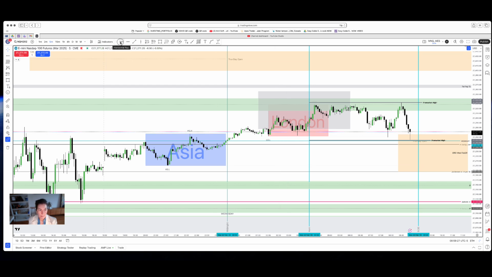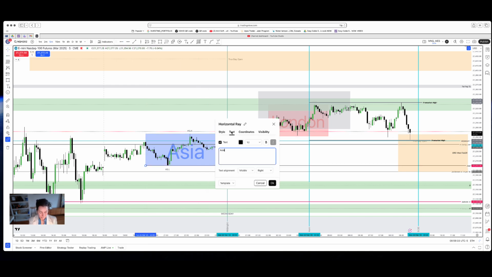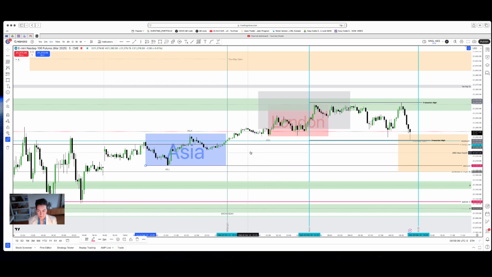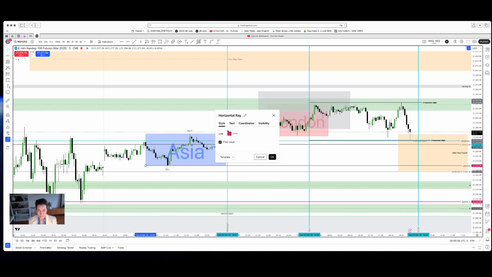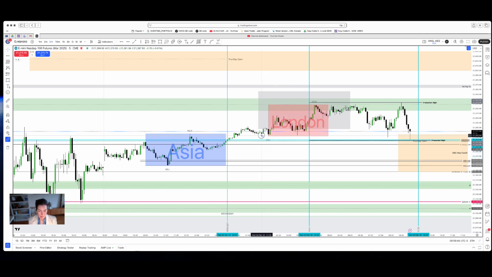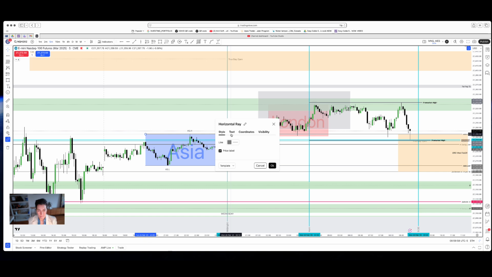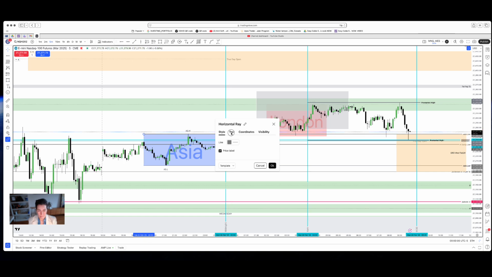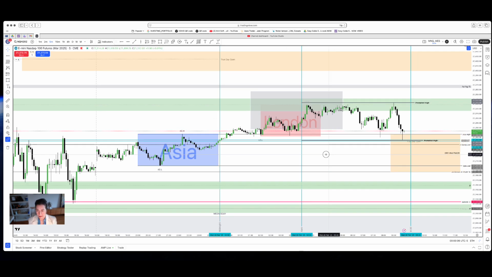Also, while I'm here, I'm going to mark the Asia high and low. And then we'll mark the high. So Asia low. And then Asia high. And we'll do the same for London low and London high.